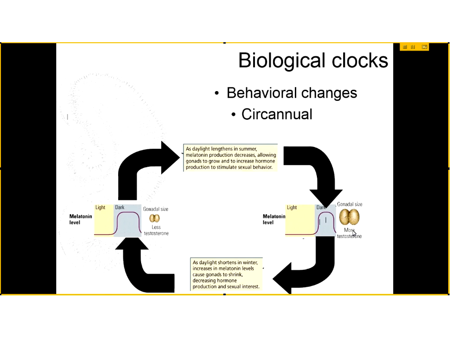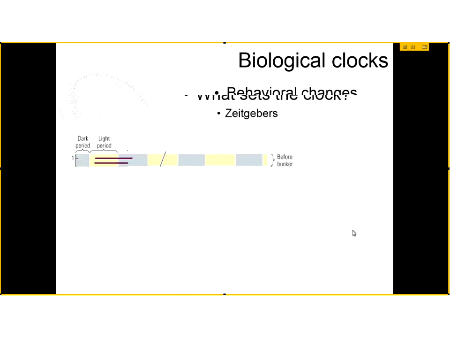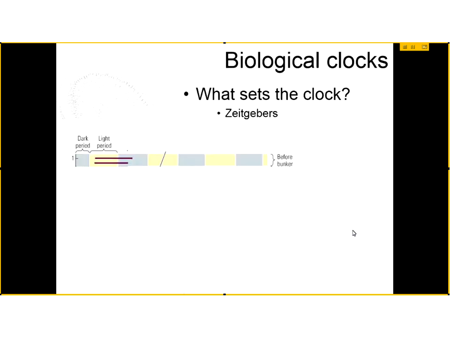So the question is, what sets the clock? What's important for keeping these biological clocks in check? And we think that sunlight is an important factor, or a Zeitgeber, something that gives light or gives a mark of when the clock should be started.